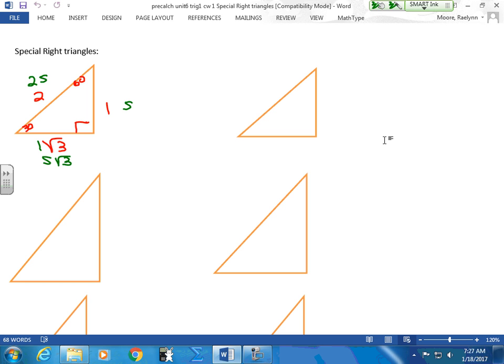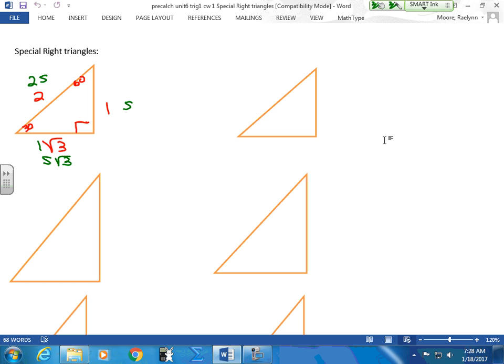One radical. Could I possibly have radical 1? No, because radical 1 is 1, so that could not be a radical. Notice that they add up to 3. 1, 2, 3.